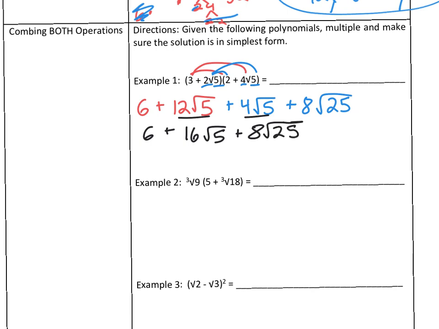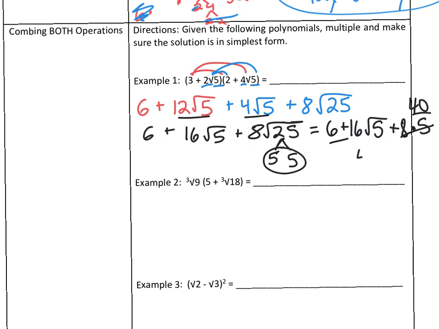Well, if I look at 25, I know 5 is a prime number, but 25 can be divided by 5 and 5. And since that's a square root, I have one group of 2, so that's just 8 times 5. So this now is 6 plus 16 square roots of 5 plus 8 times 5, which is 40. Well, I know I can add 6 plus 40 to get 46 plus 16 square roots of 5 as my answer.